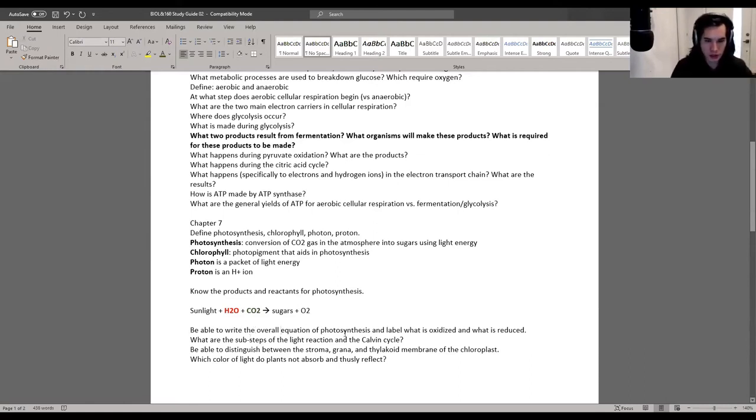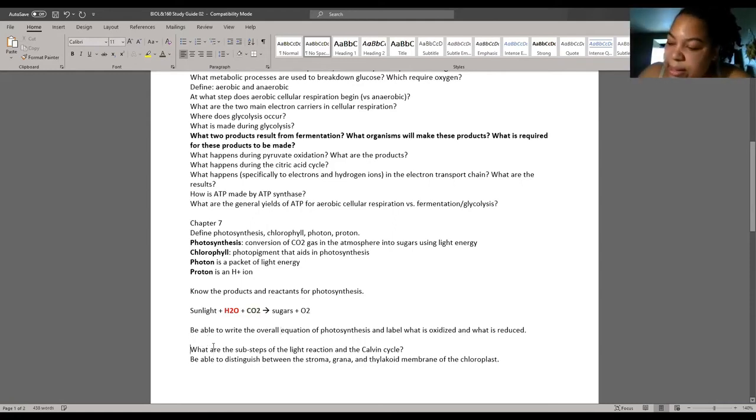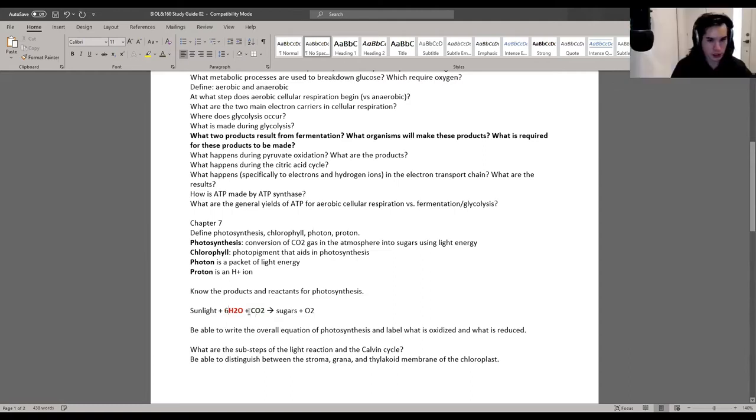Be able to write the overall equation of photosynthesis and label what is oxidized and what's reduced. That's pretty much what we did here. Is it the 6 CO2 plus the 6 H2O? Yeah, I forgot to put that in there. Oh, okay. There you go. So be able to write the overall equation. Yeah, so we just did that.